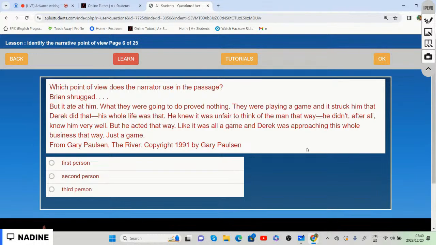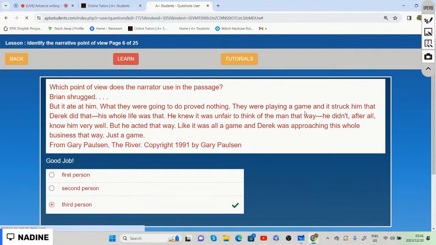And if we look at which point of view it is, we can say it's third person, specifically looking at the wording like Brian, Derek, naming the characters. So, third person.